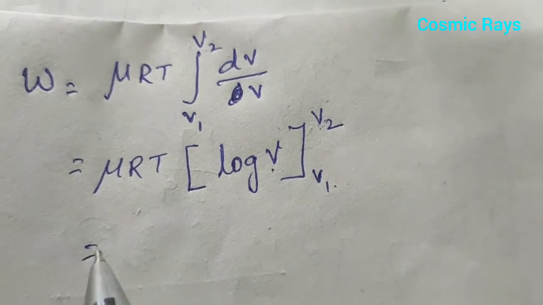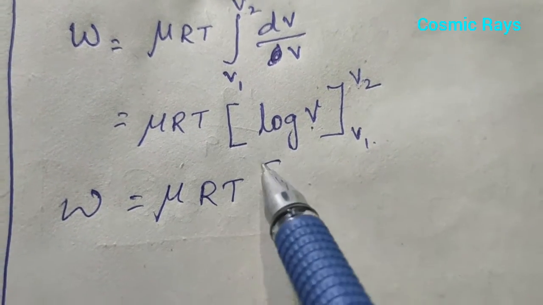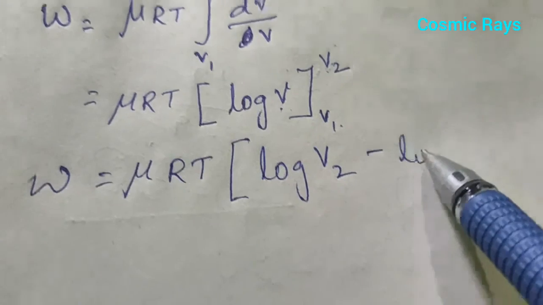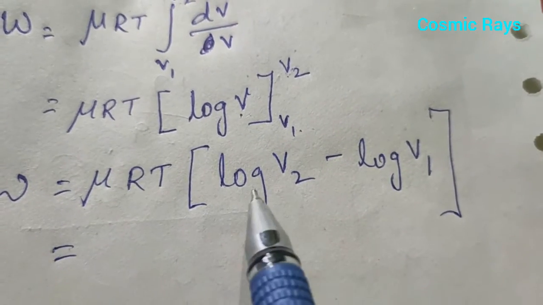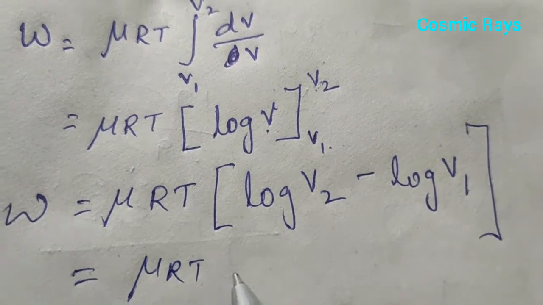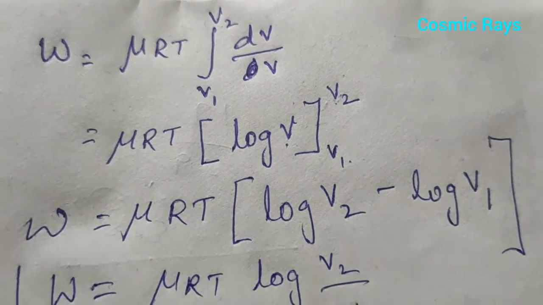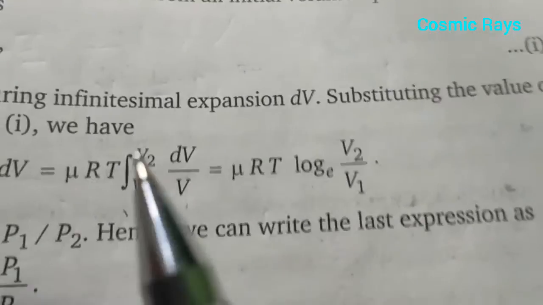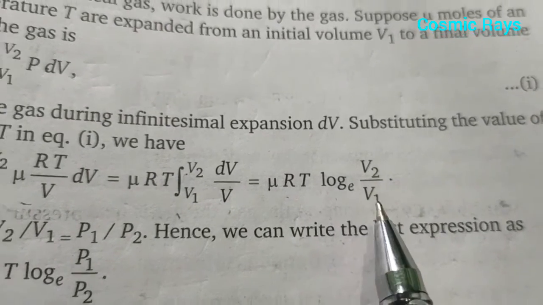So the equation becomes W is equal to mu RT log V2 minus log V1. Now log A minus log B can be written as mu RT log V2 by V1. So this is what they have got in the textbook. So they have mu RT log base e V2 upon V1.